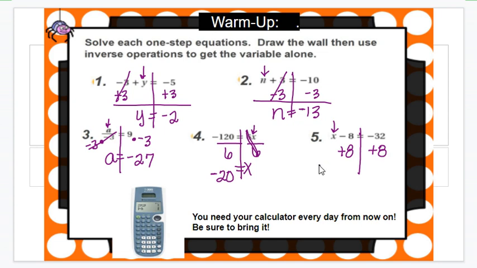And what you do to one side, you have to do to the other. So -8 and +8 cancel, leaving us with just x. And -32 plus 8 is -24. So x equals -24.